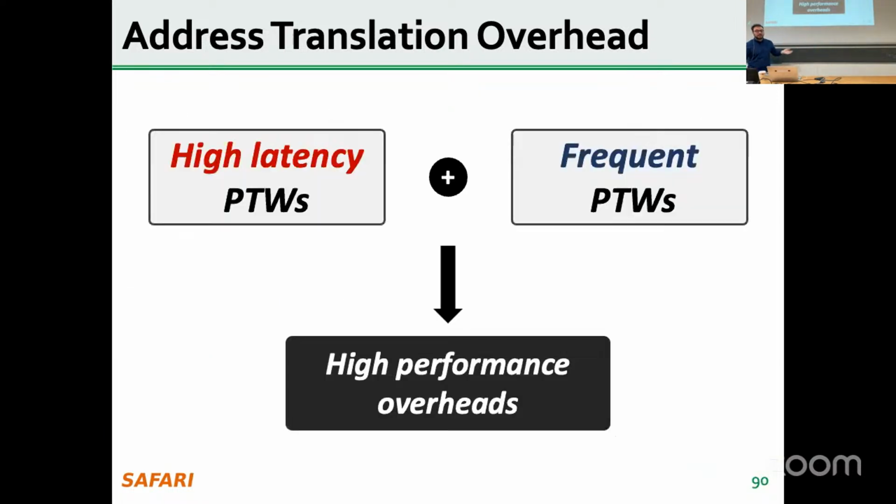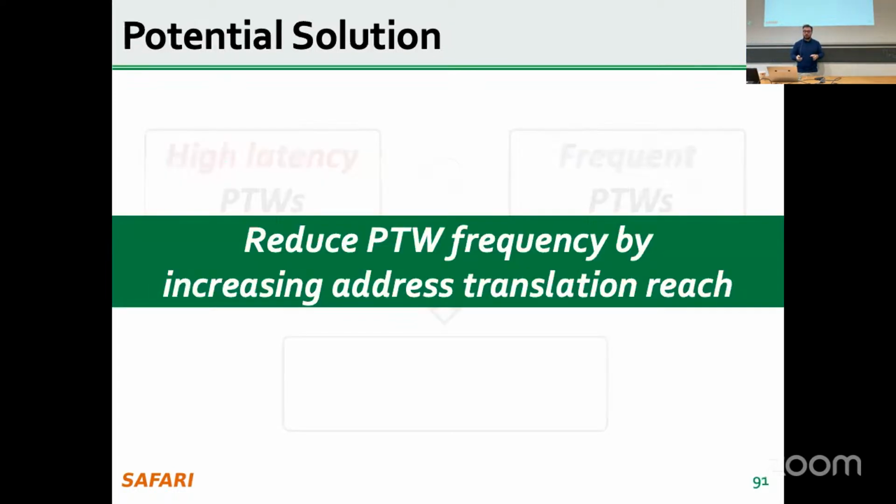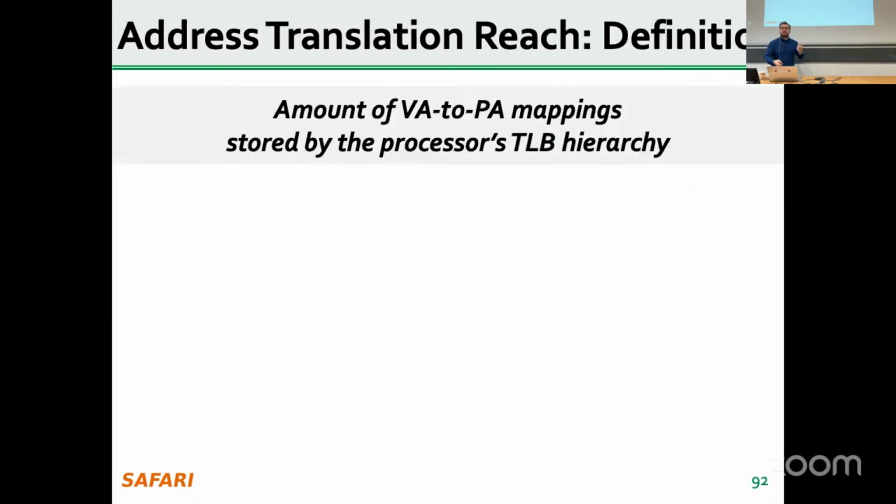So we have high latency page table walks and frequent page table walks, which lead to very high performance overheads. What is our goal in this work? We want to reduce the page table walk frequency by increasing the address translation reach inside the processor. Let's see what address translation reach means practically though.